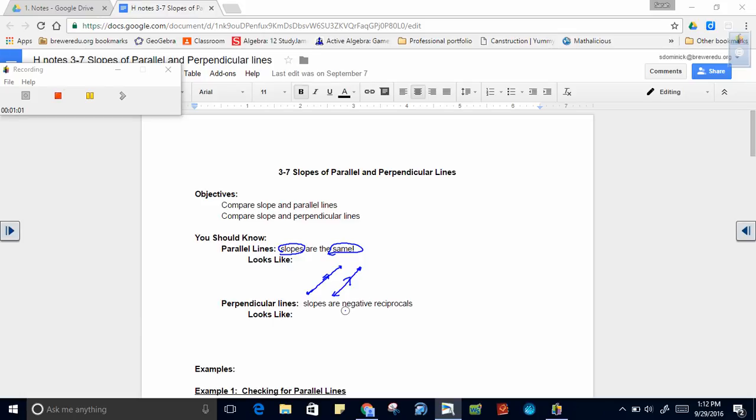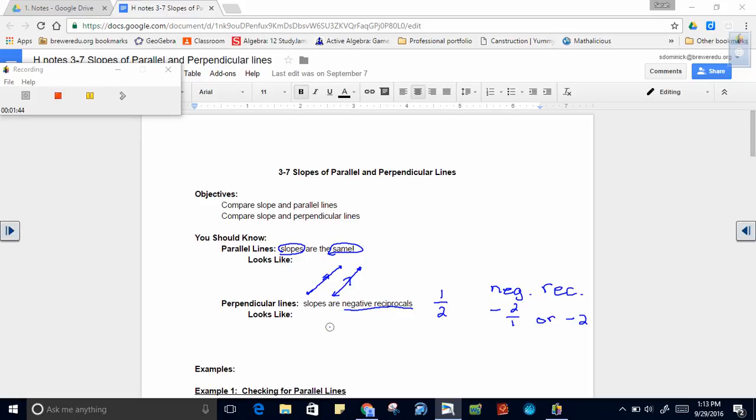Perpendicular lines, slopes are negative reciprocals. So what that means is if I have one line with a slope of positive 1/2, the negative reciprocal would be the opposite sign. The negative makes it opposite, so this would be negative in this case. The reciprocal means I flip the numerator and the denominator. So it would be negative 2/1, or just a negative 2. So if two lines are perpendicular, one slope could be positive 1/2, and the other slope would be negative 2/1, or negative 2.